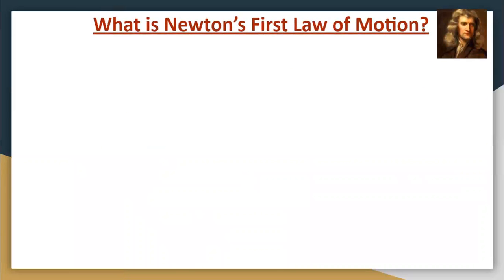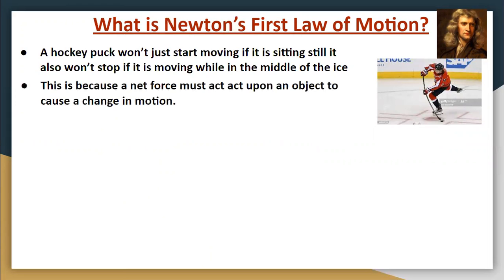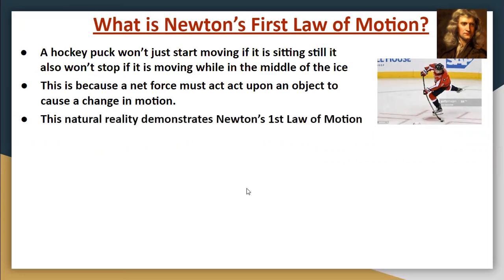What is Newton's first law of motion? There's Newton in the right-hand corner there. So a hockey puck won't just start moving if it is sitting still, and it also won't stop if it is moving while in the middle of the ice. That just wouldn't make sense. If you all of a sudden saw a hockey puck sitting there by itself start moving, you'd kind of be freaked out by that, right? Or if you suddenly saw a hockey puck stop with nothing that stopped it, in the middle of the ice, that wouldn't happen either. Why? This is because a net force must act upon an object to cause a change in motion. This natural reality demonstrates Newton's first law.